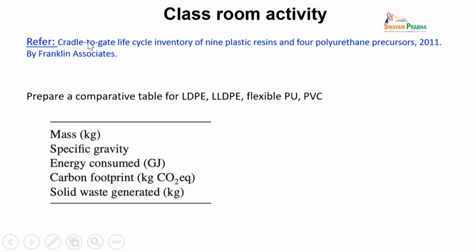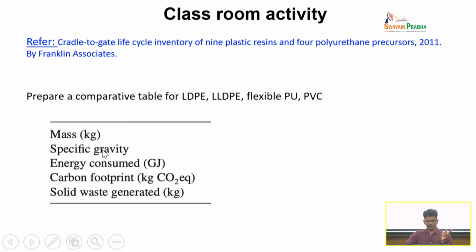And now I want to ask you to do an activity. This paper is available online to download. I have shown some data for PET. It also shows data for LDPE, LLDPE. That means low density polyethylene and linear low density polyethylene. And polyurethane, they have two, flexible foam and rigid foam, and PVC also they have.